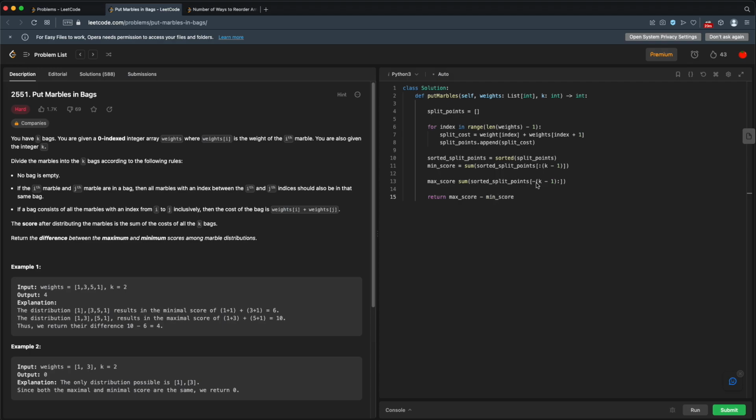Now, the only thing I'm a little bit worried about is this. I'm not 100% sure this is right. Let's say k is equal to 1. If we do a negative 0, that might not work out the way we expect it to. So let's do this a little bit differently. So we'll take the length of weights minus 1 to get the last index, and then we'll subtract k minus 1, and we'll take that to the end. So this will be the length of weights minus k minus 2 to the end.